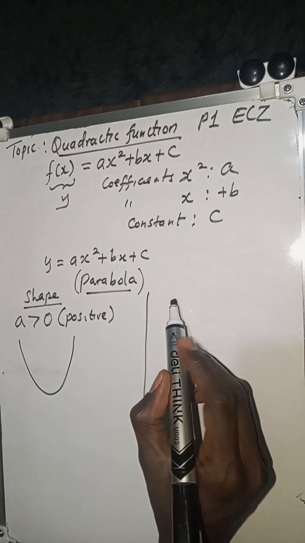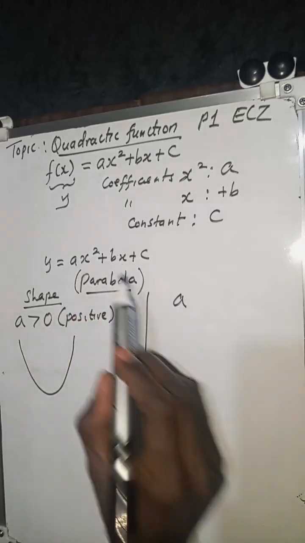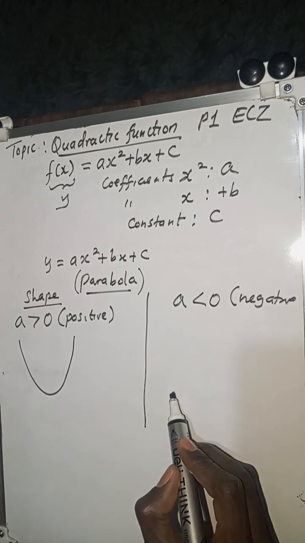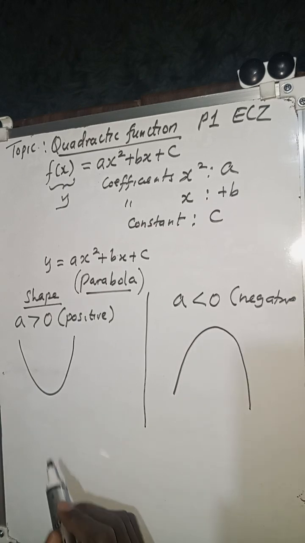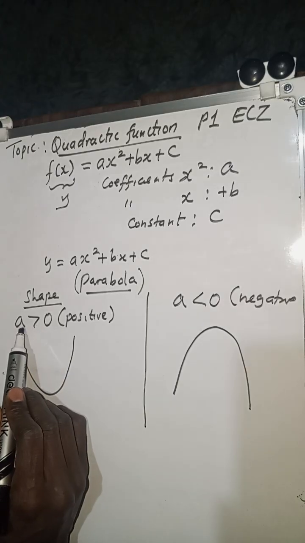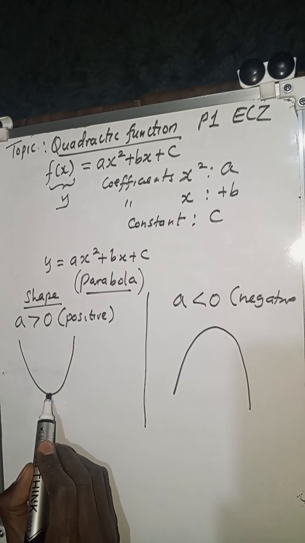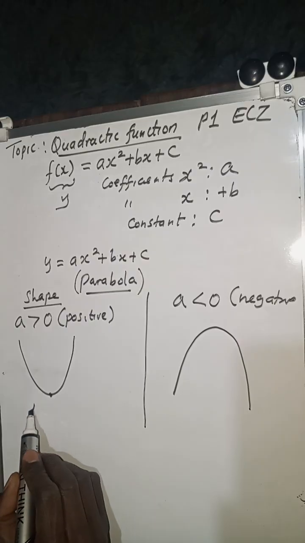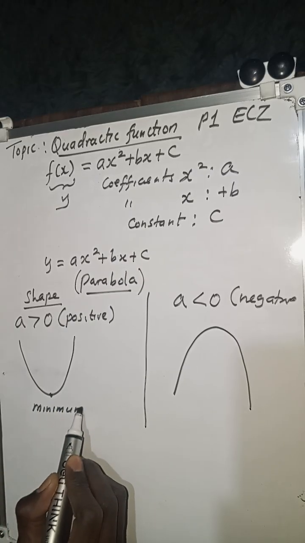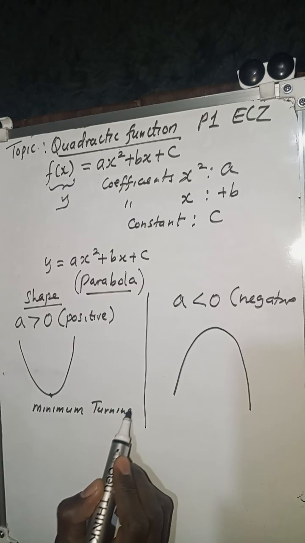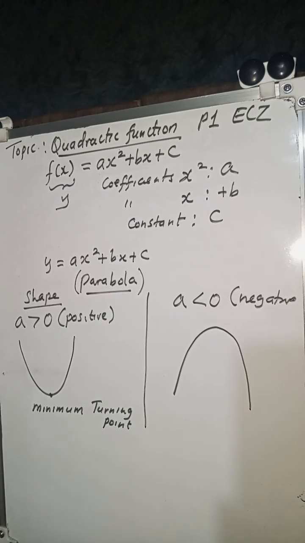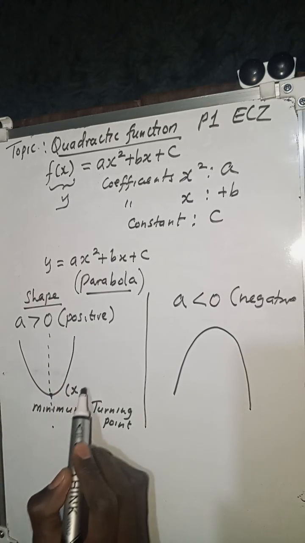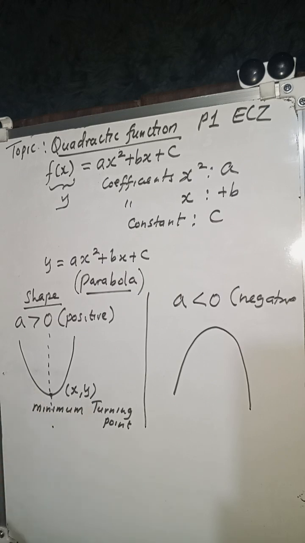But on the other hand, if the value of a in that function is less than 0, a negative number, it simply means that your curve is facing in that direction. When a is greater than 0, meaning it is positive, the point where the curve turns is called the turning point. We call that the minimum turning point, sometimes referred to as the TP. At the minimum TP, you have the value of x and also the value of y.